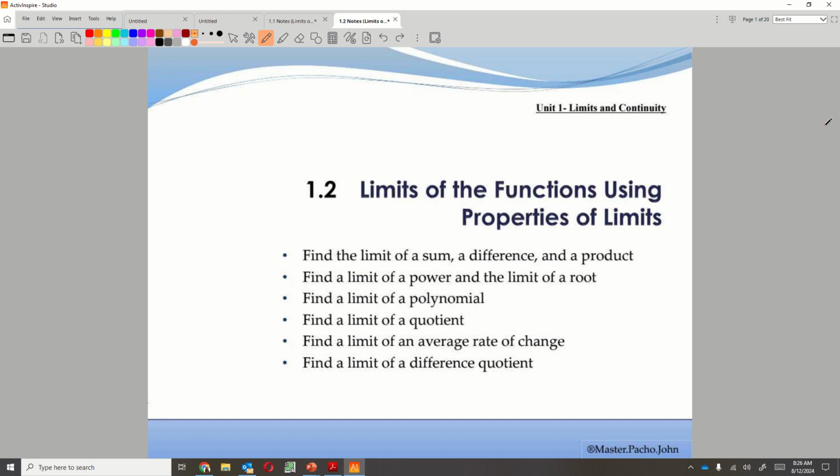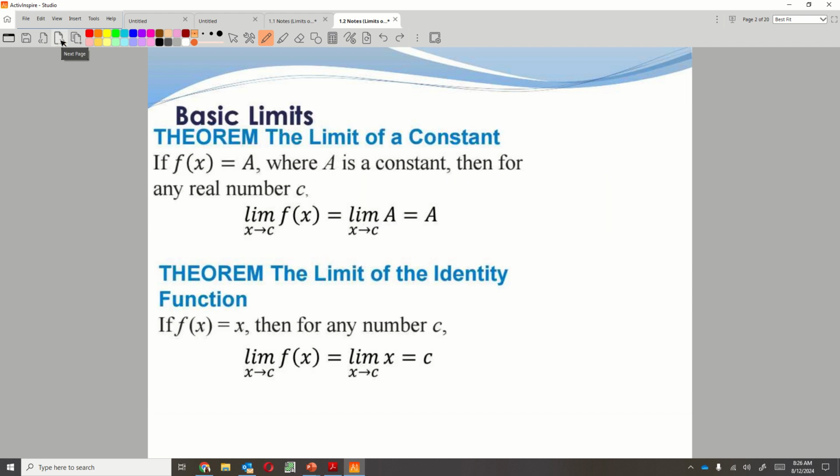So anyway, all right. So, limits of functions using properties of limits. Now, hopefully my smartboard will be working here in a moment. So hopefully this works. Says basic limits. Okay, limit of a constant. What this is saying is that if the function f of x is equal to a, where a is a constant, equal to some number, right? That's what a number is. A constant has no variables.